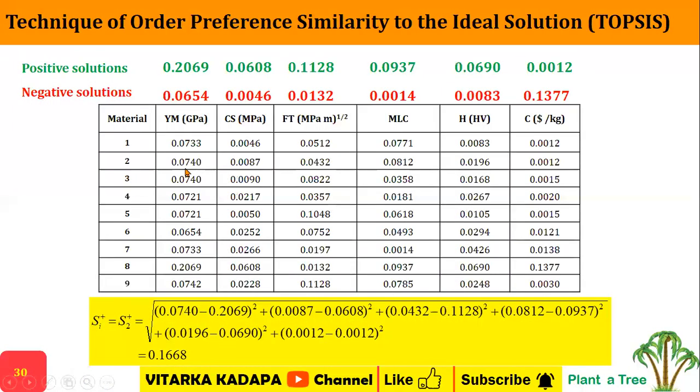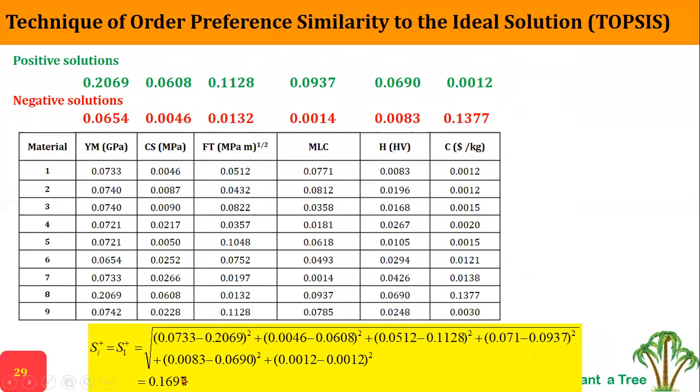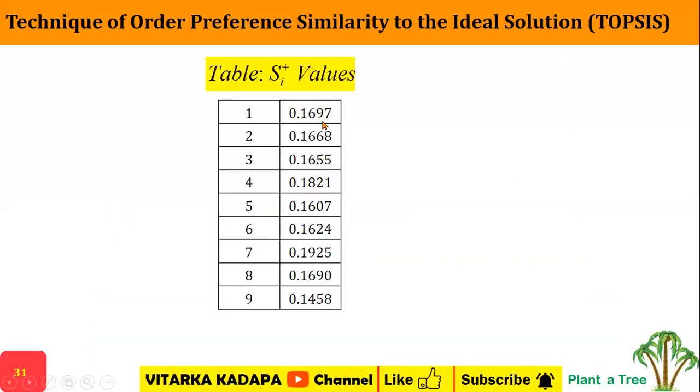S2 also is similar. For the second alternative: 0.074 minus 0.2069 whole square, 0.087 minus 0.0608 whole square, 0.432 minus 0.1128 whole square, 0.018 minus 0.097 whole square, 0.0196 minus 0.06 whole square, 0.012 minus 0.0012 whole square. So that you will get the value. Like that you calculate for all the 9 alternatives, you will get a matrix like this. For all the 9, these are the separation matrices, the positive separation values, Si plus.